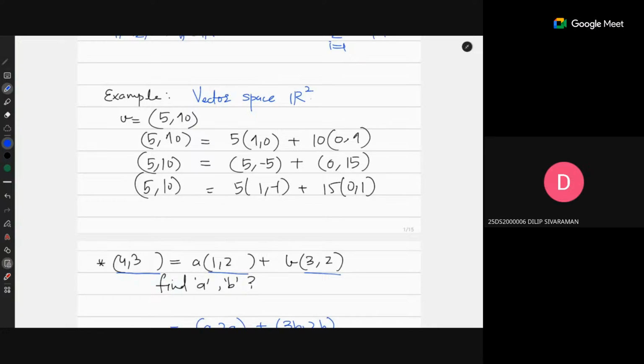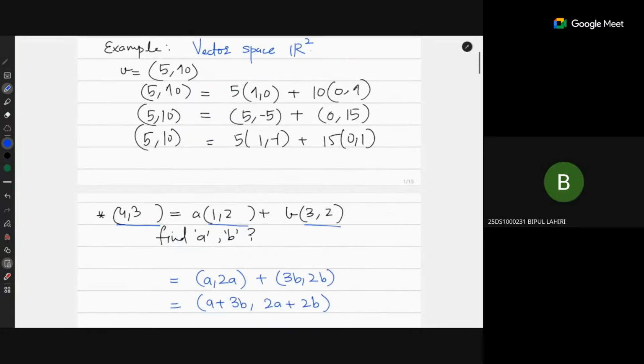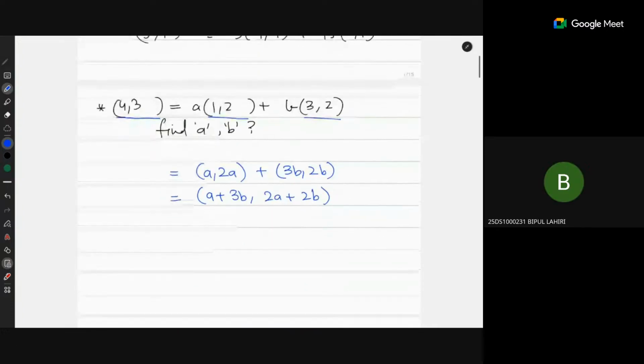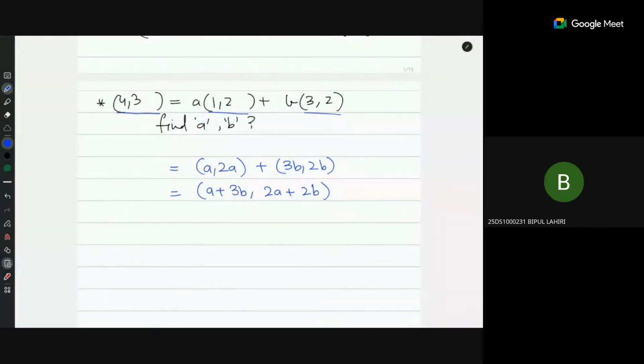Thank you. Sir, how did you get (4, 3) and (1, 2) and (3, 4)? Did we subtract or something like that? No, this is given to you. You want to express vector (4, 3) as a linear combination of vectors (1, 2) and (3, 2). That's the question. Sir, if you can just explain what a linear combination is all about.